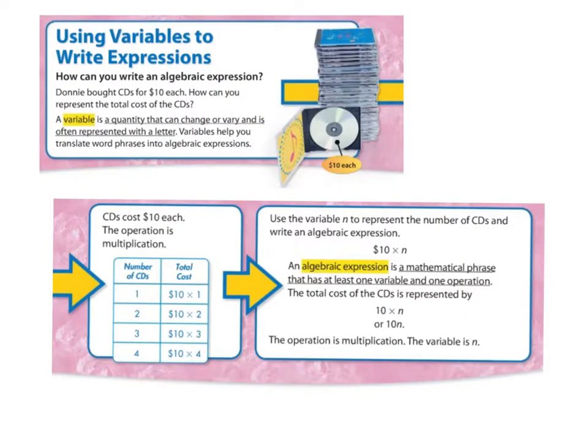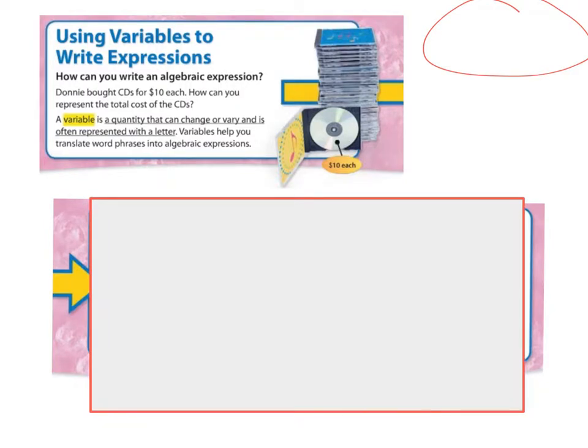Okay, so here is the first problem. I see nothing written in the top right, so this means this is not written. This is just Mr. C going through it. All right, let's read this up here. Using variables to write expressions. How can you write an algebraic expression? So that's what we're going to solve today. How can you write an algebraic expression? That's what this whole lesson is centered around.